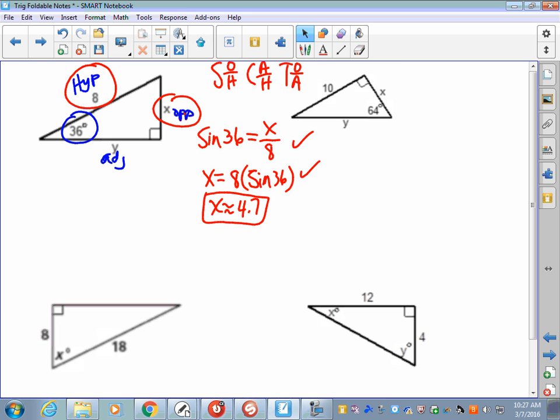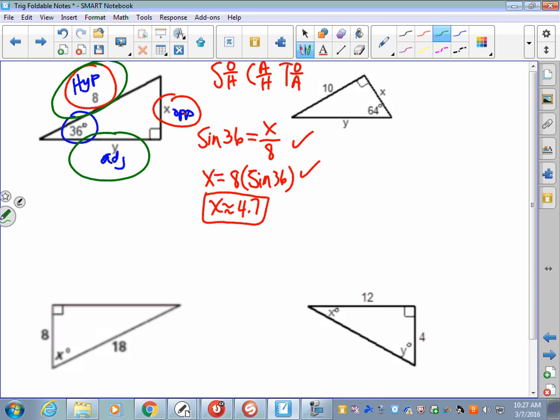Okay, so now we solve for y. We're going to do trig again. Now, y is dealing with the adjacent, and again, the hypotenuse. So what trig ratio deals with adjacent and hypotenuse? Yeah, the cosine. So we write cosine of 36 equals the ratio, adjacent over hypotenuse. That would be y over 8.